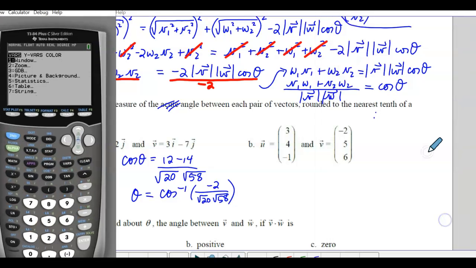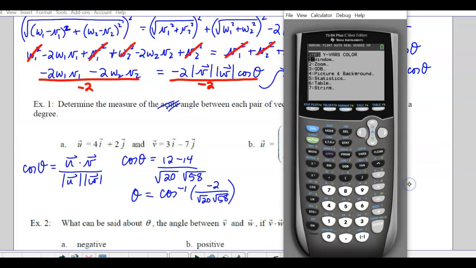It says in degrees. So calculators in degree mode, second cos, -2 divided by, and then you can really just do square root of 20 times 58. Then you don't have to worry about brackets.